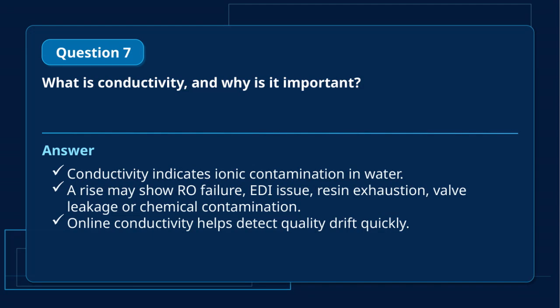Question 7. What is conductivity and why is it important? Answer. Conductivity measures the level of ionic contamination in water, which is crucial for maintaining water quality. When conductivity rises, it can signal several potential problems, such as a failure in the reverse osmosis system, issues with electrodeionization, resin exhaustion, valve leaks, or even chemical contamination. Monitoring conductivity online allows us to detect any decline in water quality promptly, enabling quick action to address the issue before it worsens. This makes conductivity a vital parameter in ensuring consistent water purity.